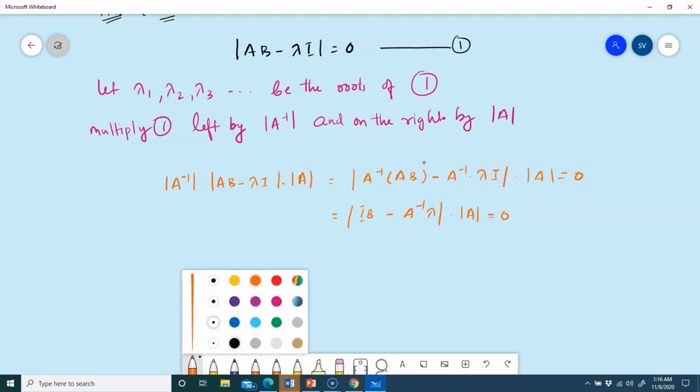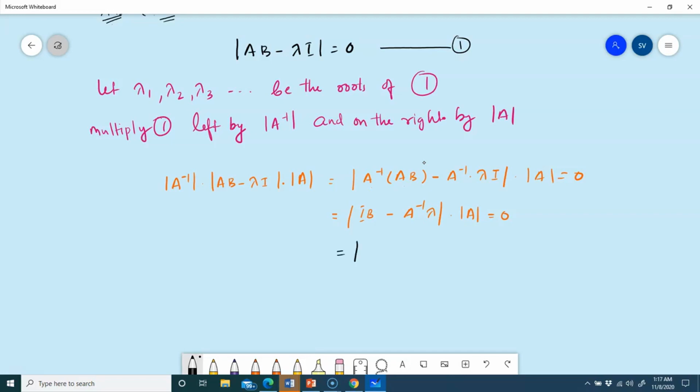See, we are nearby our solution. Now I am going to multiply this determinant A inside this. So this will be I B A minus A inverse A lambda equal to 0. This is determinant of BA minus lambda I equal to 0. See, this is equation number 2. What is this? BA minus lambda I equal to 0 is the characteristic equation of matrix BA.